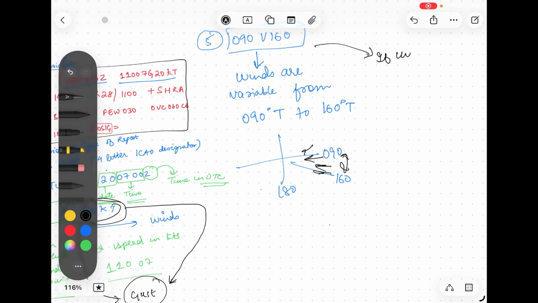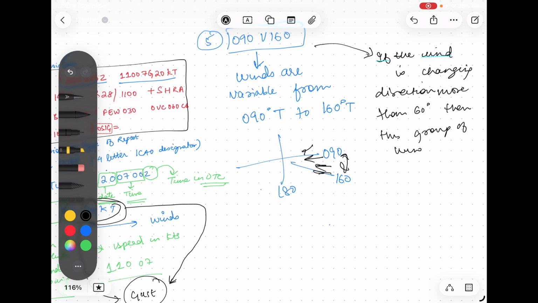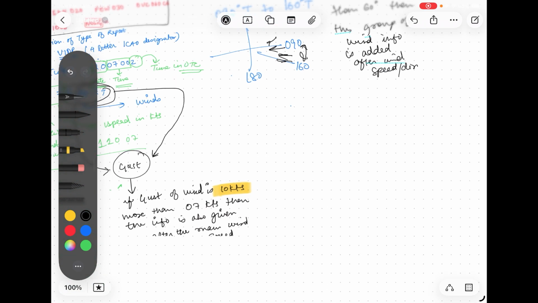So if the wind is changing direction more than 60 degrees, then this group of winds is added. This group of wind information is added after the wind speed and direction that we just saw in the 4th point. Okay, so only then is this added, when there is a change.